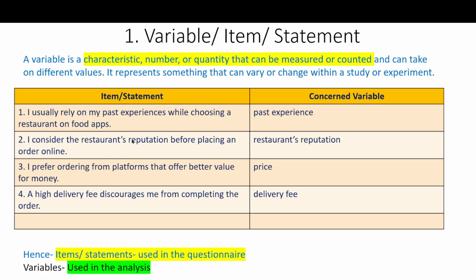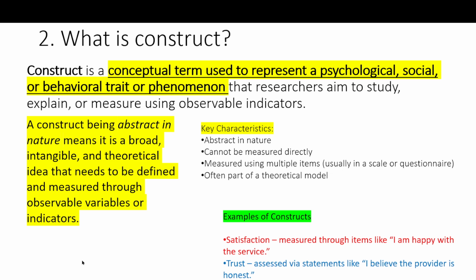I consider the restaurant's reputation before placing an order online. The concerned variable is restaurant reputation. I prefer ordering from platforms that can offer better value for money. The concerned variable is price. Similarly, a high delivery fee discourages me from completing the order, and the concerned variable is delivery fee. In this way, we can say that items and statements are used in the questionnaire, and the variables are used in the analysis.